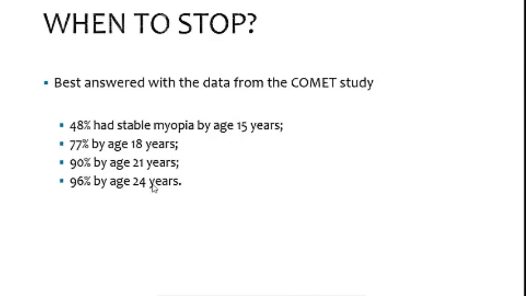Now, if you want to look at this data clinically to make it more relevant to you, reverse the information. What this first point means is that 52% of children are still progressing by the age of 15. 23% of children are still progressing by the age of 18. 10% are still progressing by the age of 21. 4% are still progressing by the age of 24. So you want to carry out myopia control until you've got to this age, 21 to 24, before you can consider pulling them out of the myopia control strategy that you have started in the first place.